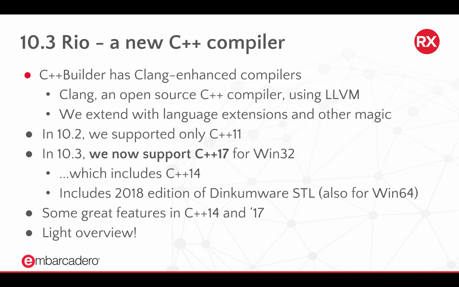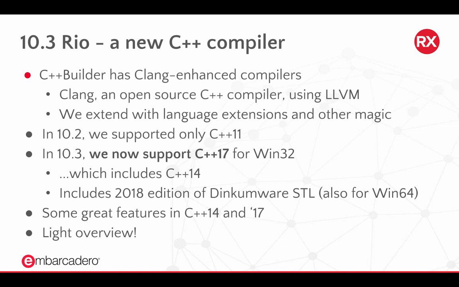But in 10.3, which came out a couple of weeks ago, we now support C++17. That's the 2017 version of C++ for Win32. This adds a whole heap of fantastic changes and tweaks to the language, and some of those are the ones we'll be looking at today. The 10.3 compiler for Win32 supports C++17. That means it also includes C++14, so we can look at some features introduced in C++14 as well. It also includes a very recent edition of the Dinkumware STL. If you use Win64, you also get many of the benefits and features of that.